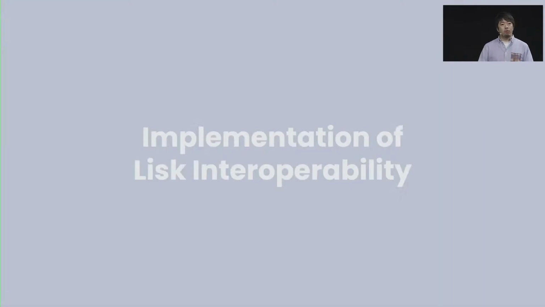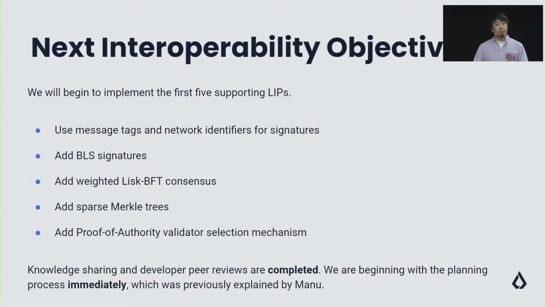Let's talk about implementation of Lisk interoperability. The research team has published a lot of LIPs, and they have divided all the interoperability LIPs into 2 categories: supporting LIPs and core LIPs. We will first be implementing the supporting LIPs, especially these 5 LIPs: use message tags and network identifier for signatures, add BLS signatures, weighted Lisk BFT consensus, sparse Merkle tree, and proof of authority validator selection.